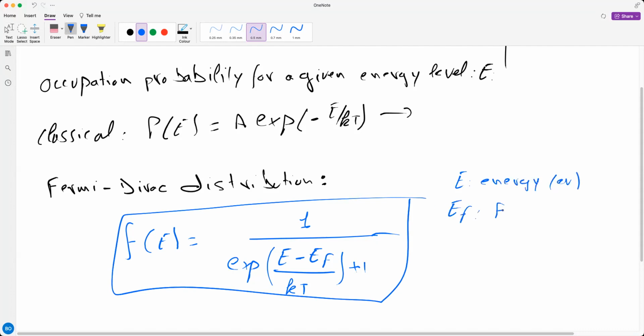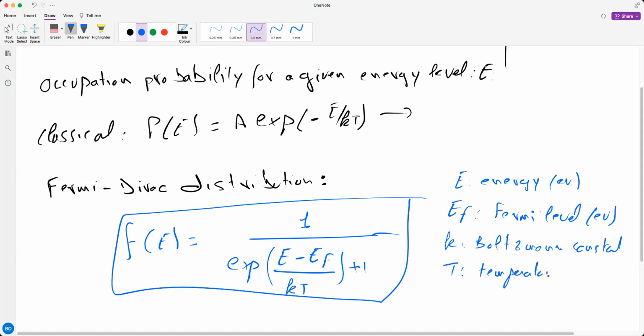EF is the Fermi level. I will explain what the Fermi level is. Again, it is an energy level, so it should be in electron volt, and k is the Boltzmann constant, and T is the temperature. As I mentioned yesterday, the Boltzmann constant should be in electron volt per Kelvin, and the temperature is in Kelvin also.